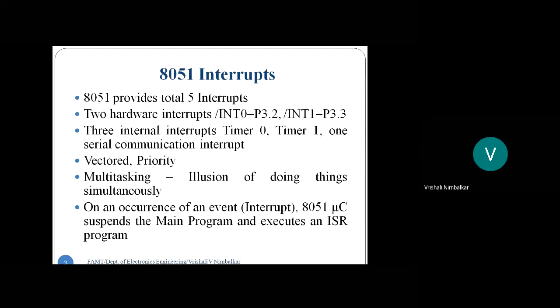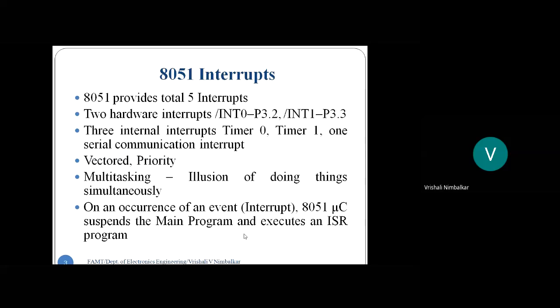Now, in our case, all the 5 interrupts in the 8051 microcontroller are vectored interrupts. Automatically, a fixed address gets loaded in the program counter and the microcontroller jumps to that fixed address for further execution. Another feature is that all the interrupts have a priority, a fixed priority. Now, why do you need priority? Priority is useful when multiple requests occur at the same time. That is where priority helps.